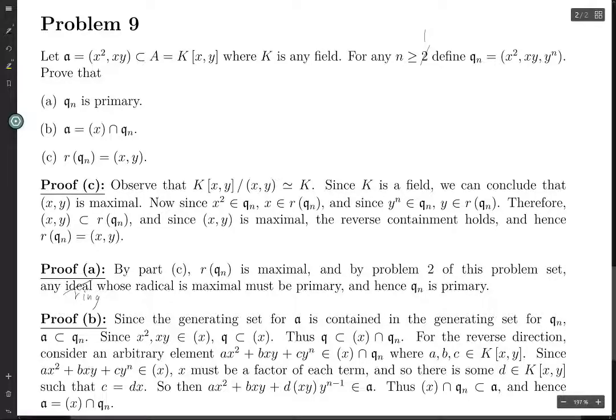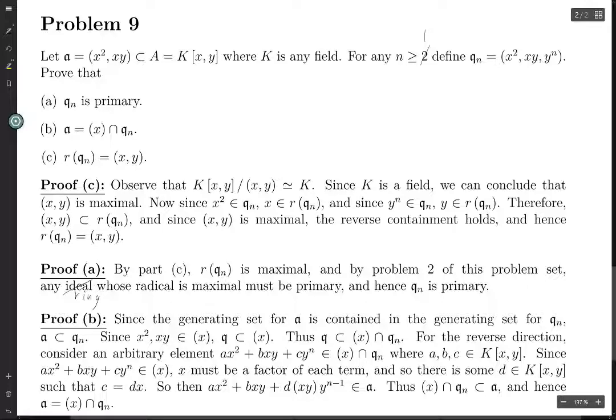We want to prove that we have containment in both directions here. Now certainly this generating set for A is contained in the generating set for Qn, so A must be contained in Qn. Also, x squared and xy are both contained in the ideal generated by x because they both have factors of x in them.